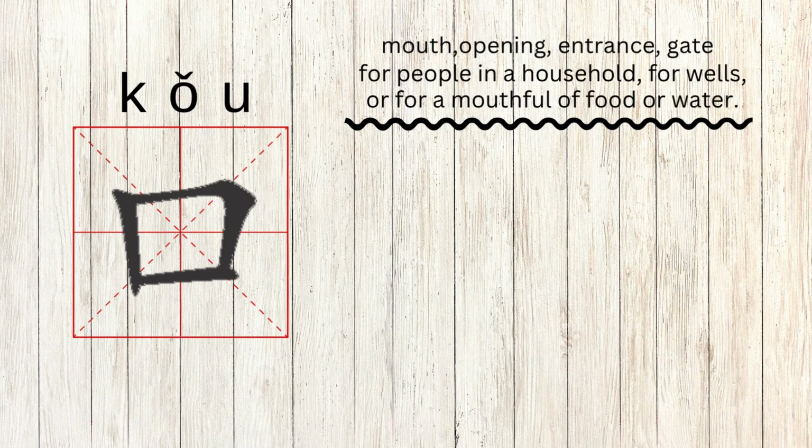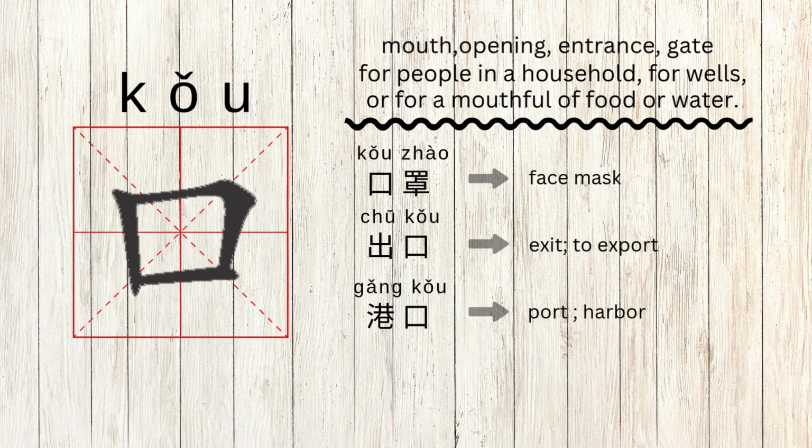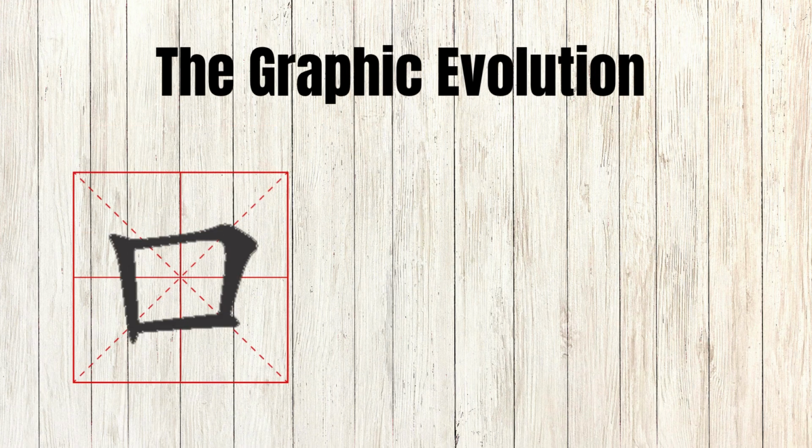When this character is combined with others, it forms many common words. For example, 口罩 means face mask, 出口 means exit, and to export, 港口 means port or harbor, 一口井 means one well. Now, let's take a look at how this character evolved throughout history.